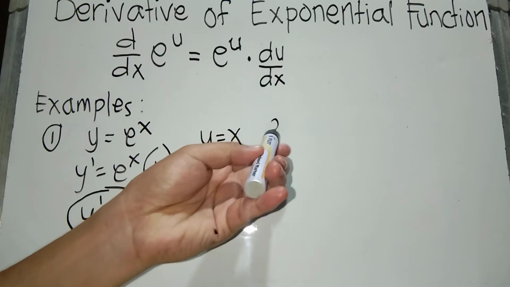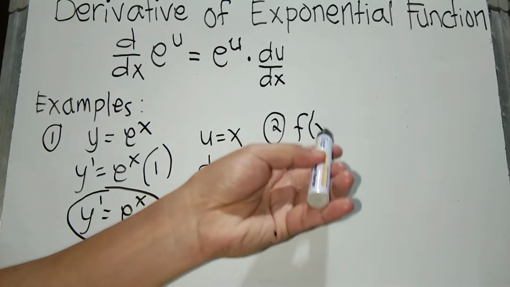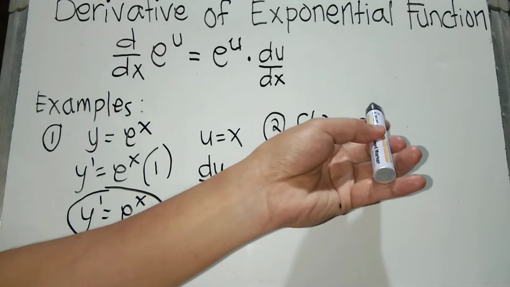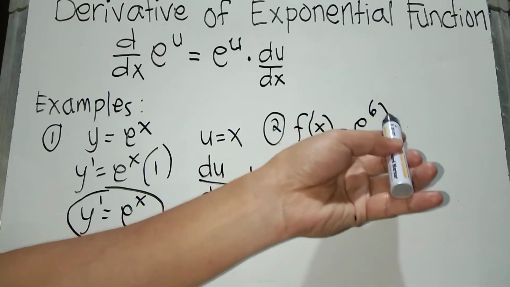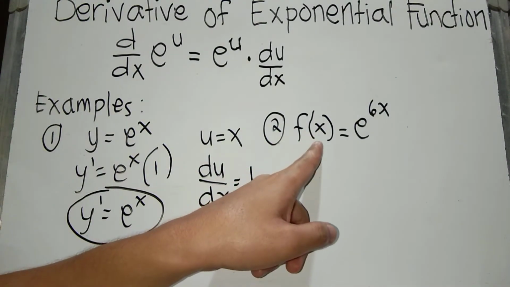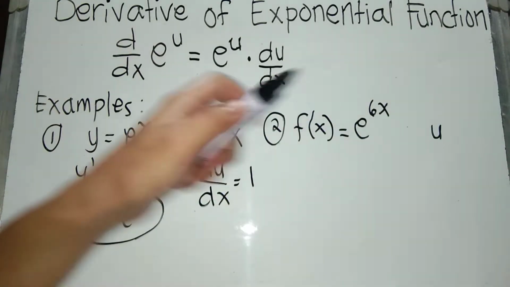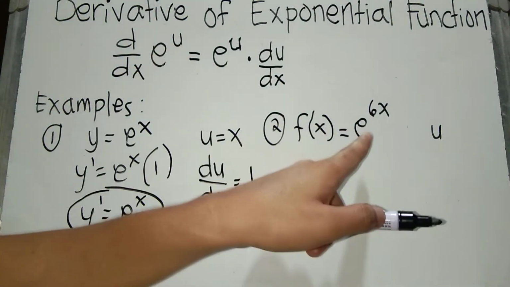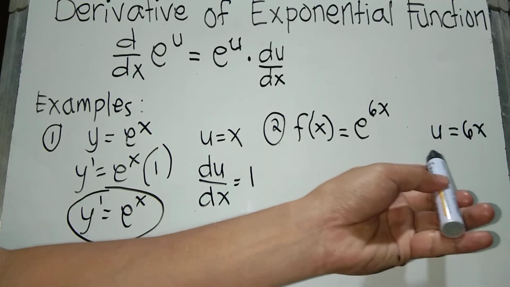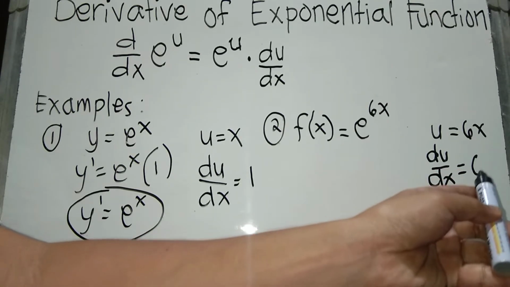Another example, if I have here f of x is equal to e raised to the power of 6x. As you notice, our y becomes f of x. Y and f of x are the same. Now at this point, what is our u, or our exponent of e? Our exponent of e is now 6x. All you have to do is to write 6x as your u, and then the derivative of your u with respect to x is equal to 6.